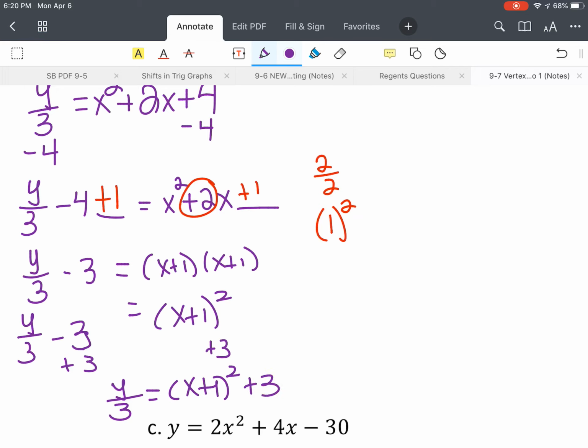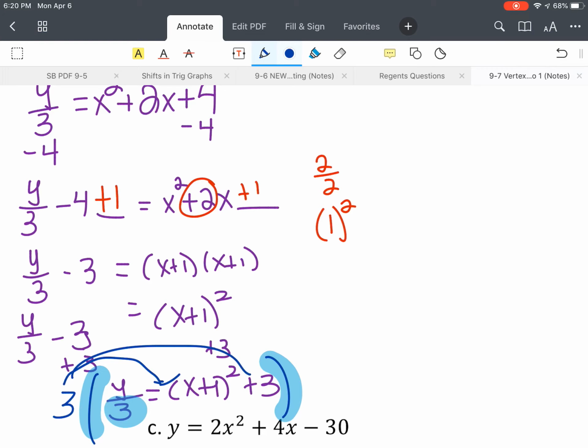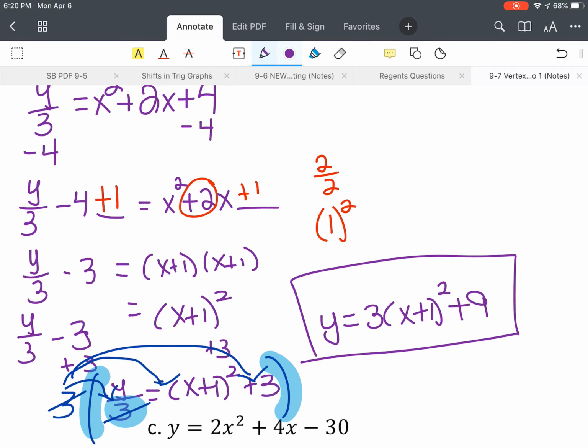We're almost done. This is where we normally stopped. However, it's being divided by 3. So I need to take everything and multiply it through by 3. Whatever you're being divided by, the y, is what you multiply through by. So that means I need to multiply it here and here. I'm also multiplying it here, but these cancel out. So I'm just left with y. And then on the right, I'm left with 3 parentheses x plus 1 squared plus 9. And that is vertex form.